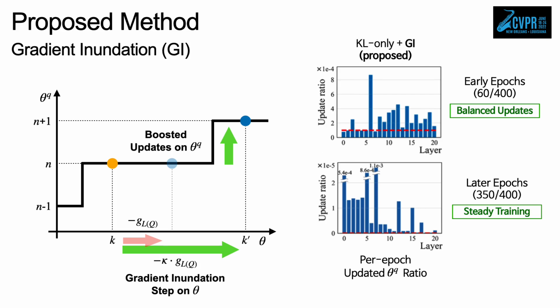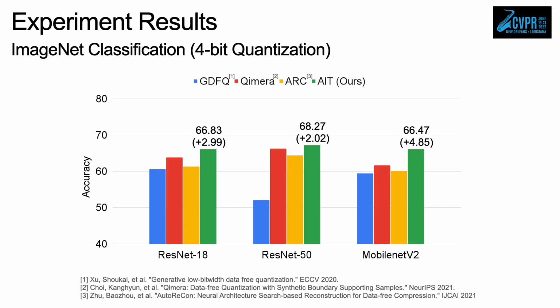To solve this issue, we propose a quantization-aware gradient boosting method called gradient inundation. Gradient inundation is designed to ensure a certain portion of updates for quantized weights. By applying GI to KL-only training, we achieved balanced and steady training for the quantized network. As a result, AIT shows significant improvement in many settings. For example, for 4-bit quantization on the ImageNet dataset, AIT shows the best performance among existing works, regardless of target networks.